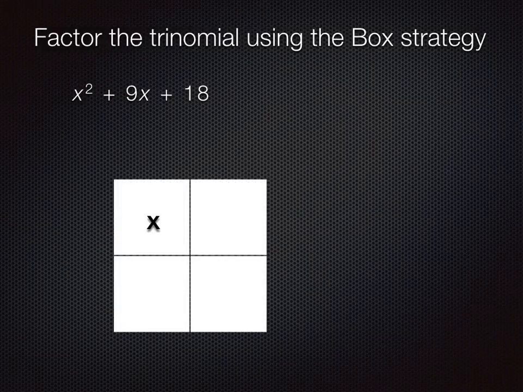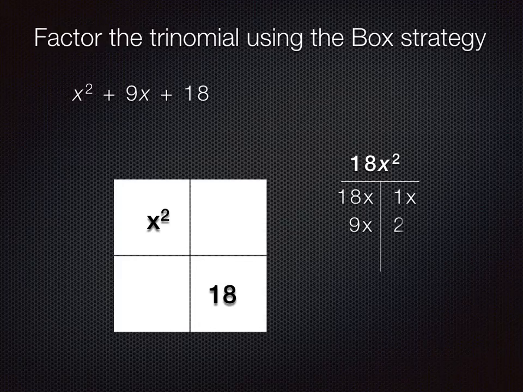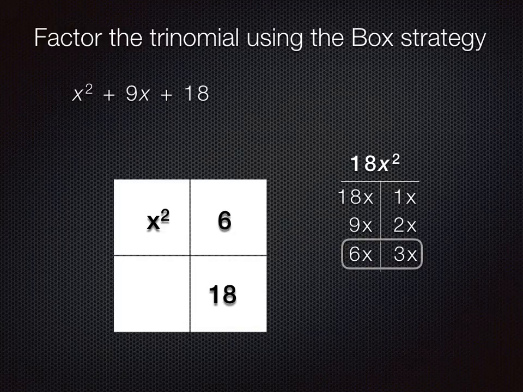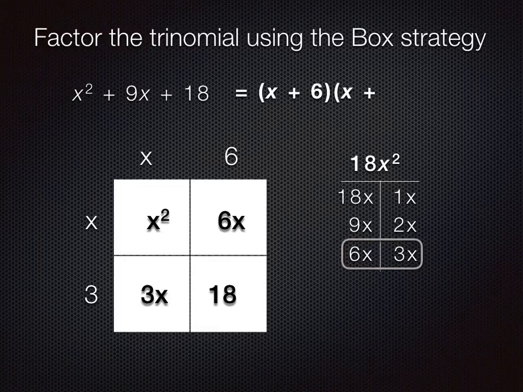Let's set up our box. Remember, 18x squared, I need to list the factors of that. I'm circling the 6x and the 3x because they also add together to equal the 9x. And now what I can factor out of the top row is an x. And x times x is x squared. X times 6 is 6x. 6 times 3 is 18. And I can write my two factors of the trinomial as my answer to this problem.